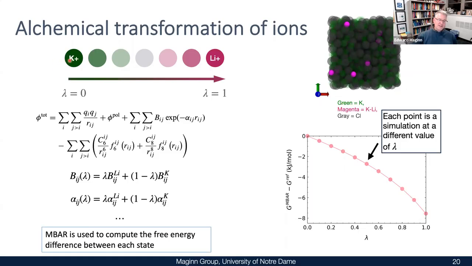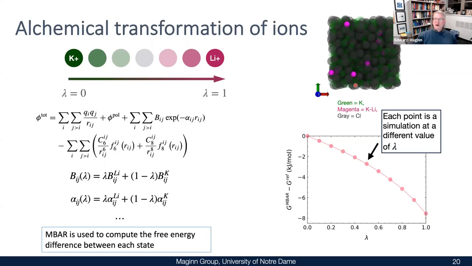Then we can selectively transform some of the potassium ions in the computer and gradually transform them into lithium ions. We start with a potassium potential and we scale that potential by a parameter called lambda. At lambda equals 0, this ion behaves like potassium. At lambda equals 1, it behaves like a lithium. This is the scaling of that rigid, or polarizable, ion model potential.